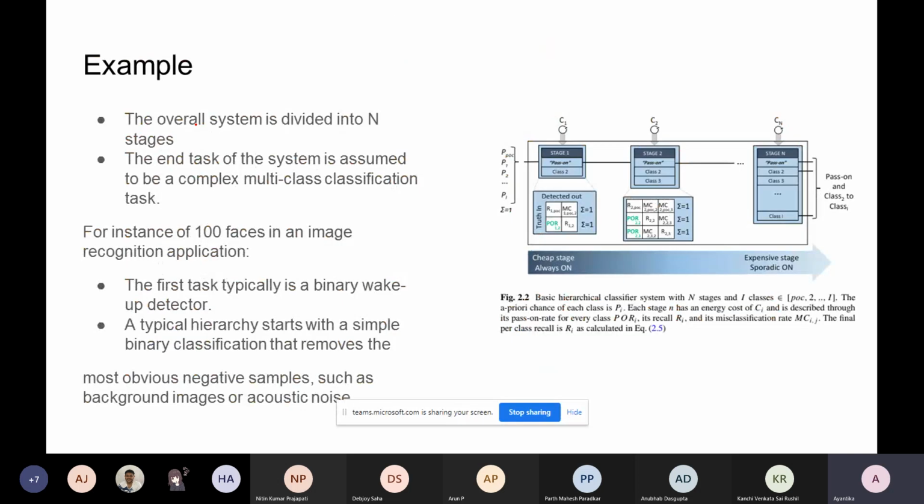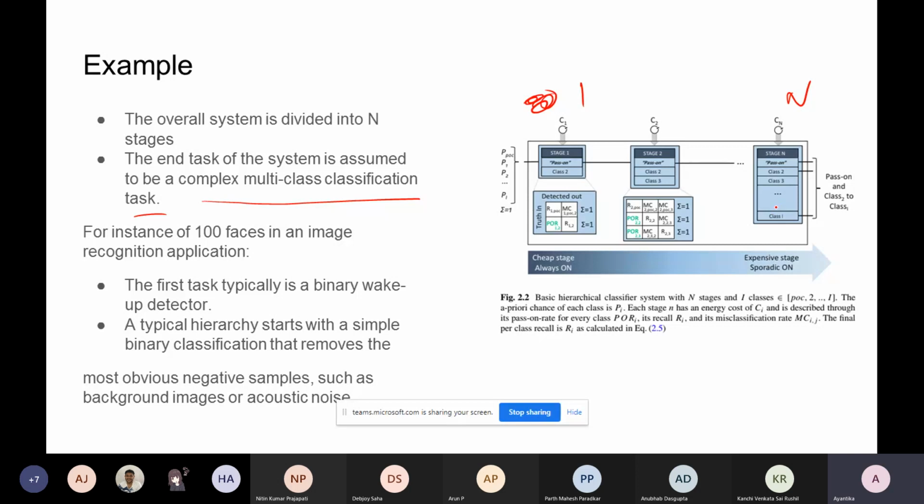Then come here. So this is the example we are taking. This is one system, the overall system. Consider it divided into n stages, 0 to n, or maybe 1 to n. The task of the system is assumed to be a complex multi-class classification task. Why is it so? Let's think again, come back to the example. Consider the face recognition example.